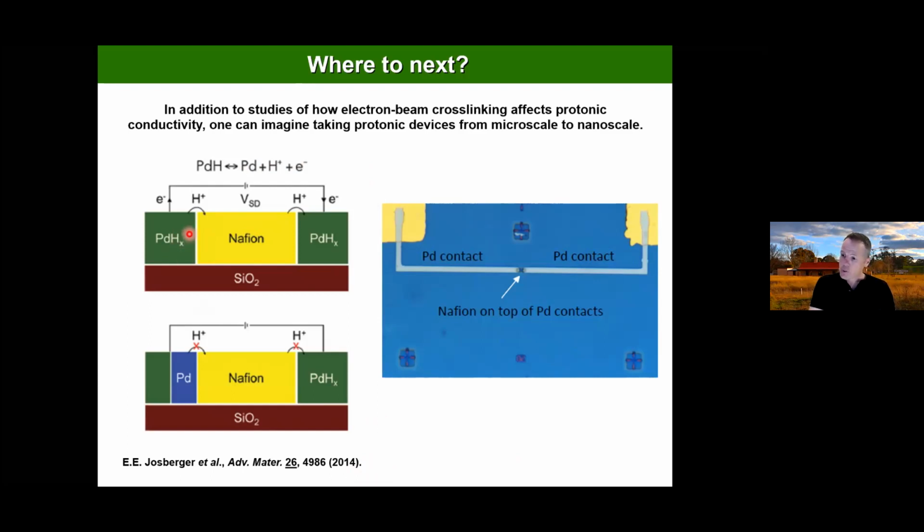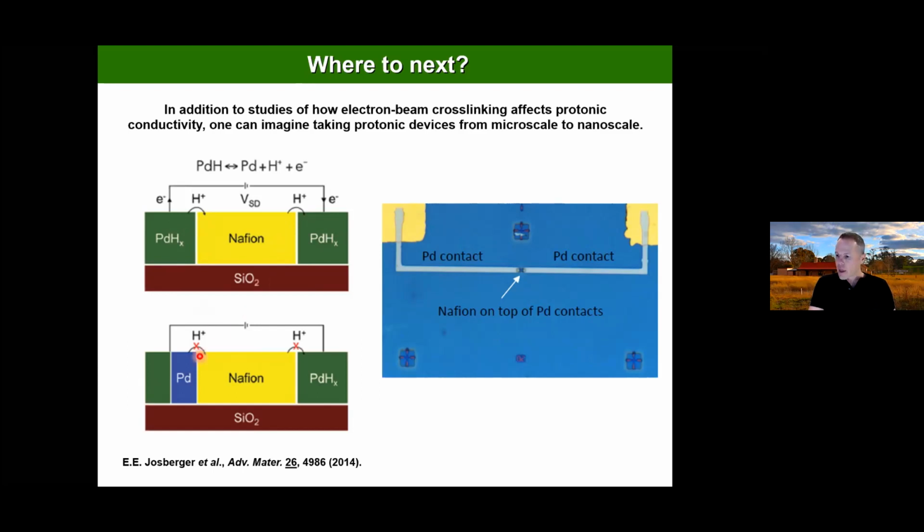So what they had was palladium hydride as the source and drain contacts. And you basically get this by taking palladium metal and exposing it to hydrogen gas. The hydrogen gas dissolves into the palladium metal. It switches from a metallic looking contact to a sort of white, non-metallic looking structure. And then you can apply a voltage across here and basically drive protons to move through this Nafion.